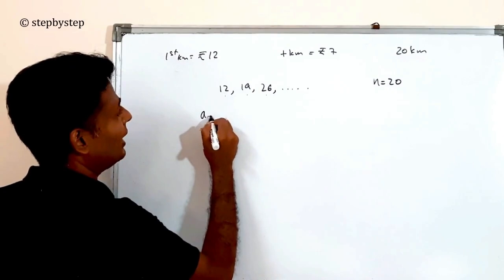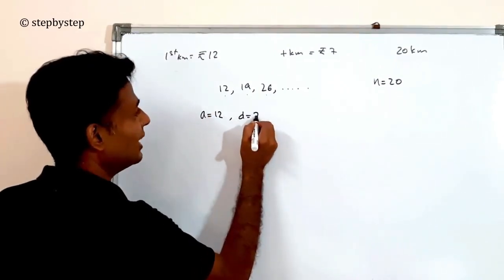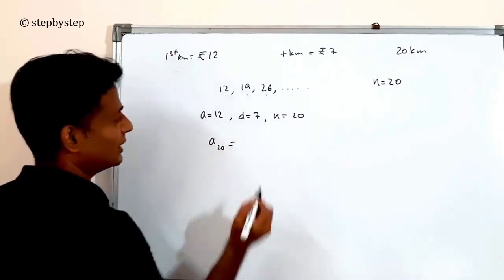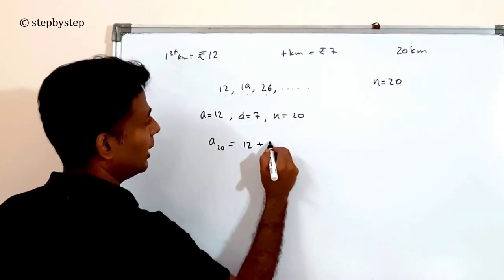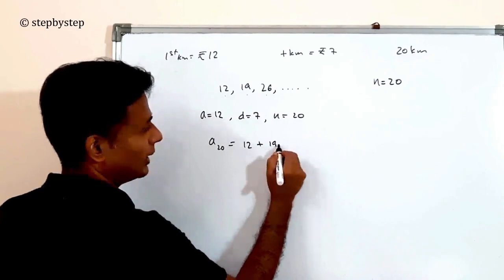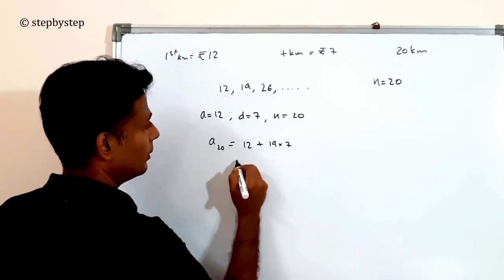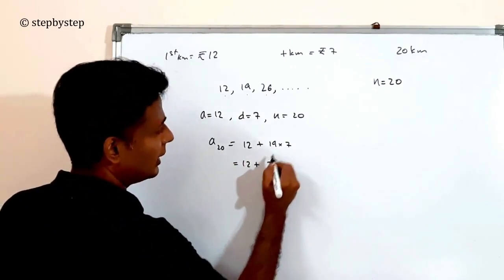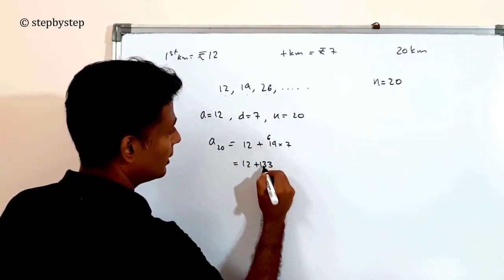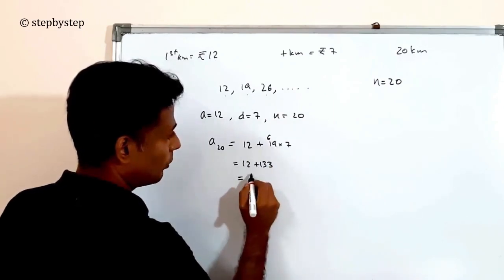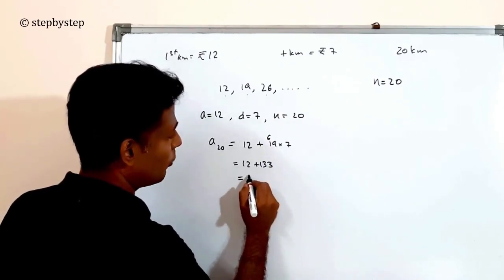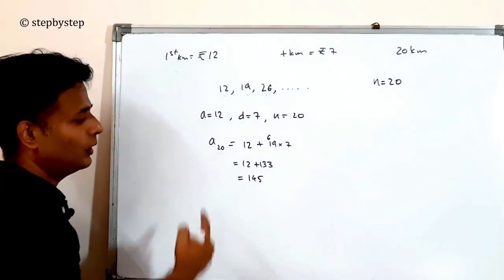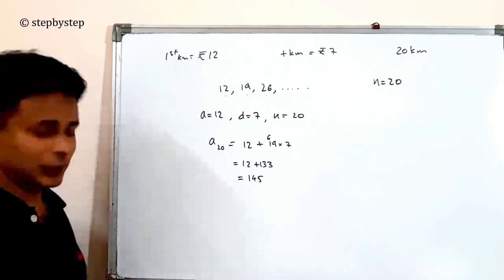So now we have A equal to 12, D equal to 7 and N equal to 20. We have to find A of 20, which is equal to A plus N minus 1, that is 20 minus 1, 19 into D. So 12 plus 19 into 7, 9 7s are 63, 7 1s are 7 plus 6, 13. So 133 plus 12 is 145. So the total fare for 20 kilometers is 145 rupees.